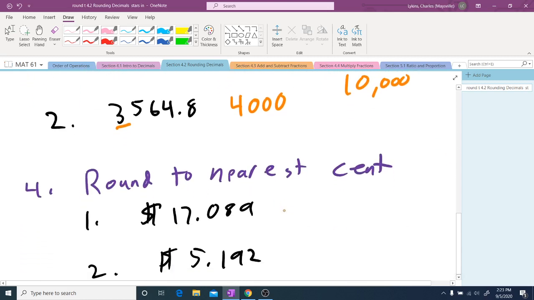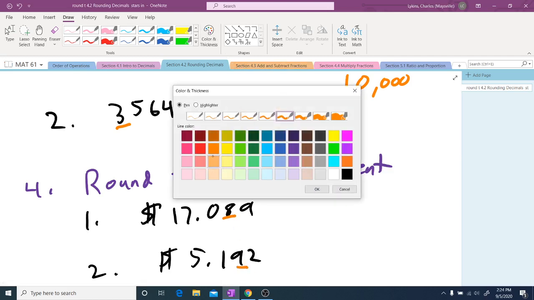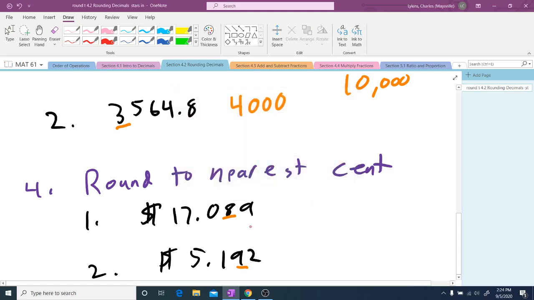And finally, you're going to be asked to round to the nearest cent. If you notice at gas stations, it may say $1.81, so they are rounded to the nearest cent. In this one, the cent is the penny. So the 8 is the penny. The 9 is the penny. What happens? Well, the first one, if you look at that 9, it makes that 8 go into $17.09. But now the second one, that 2 makes that 9 stay the same. So it's $5.19.